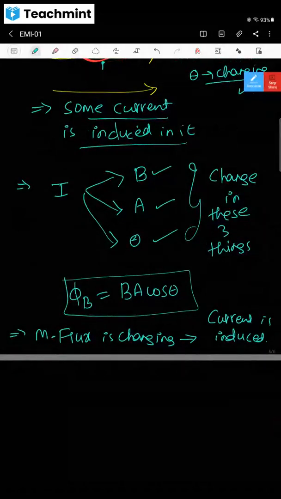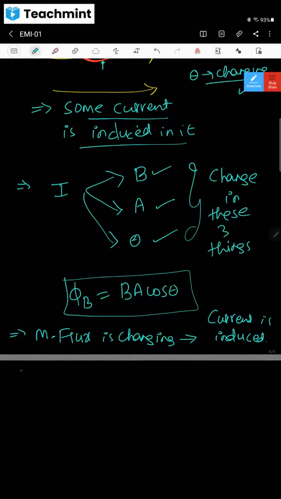Did you get what I said? Okay. So by using that, he gave some laws. Those are known as Faraday's laws. We call them Faraday's laws.